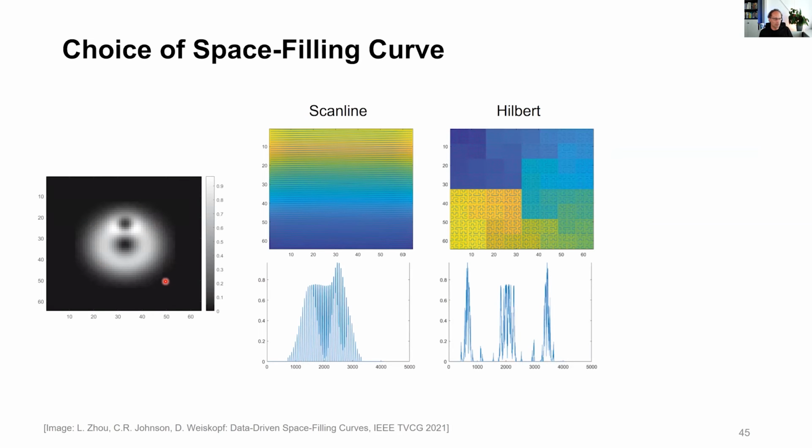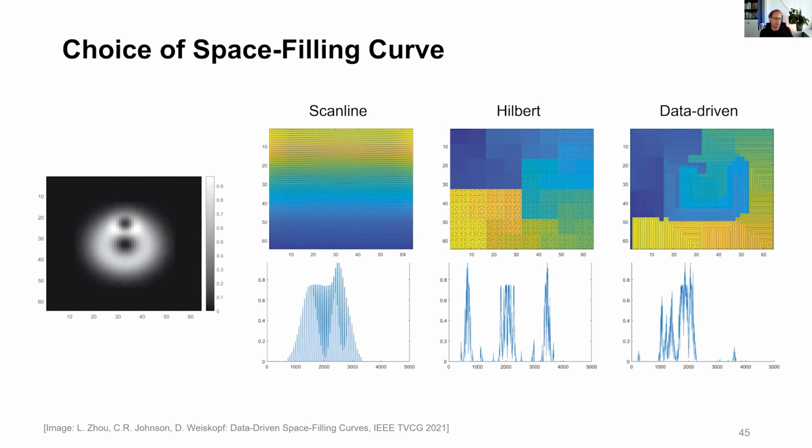Although this whole data set is rather compact, it's still split apart a little bit along the Hilbert curve. You also see that here because some of the features are cut through by the Hilbert curve. Therefore, we want to do even better than the Hilbert curve. And here with our new data-driven space-filling curve, we see the respective results.